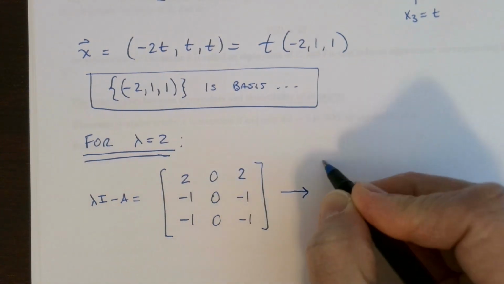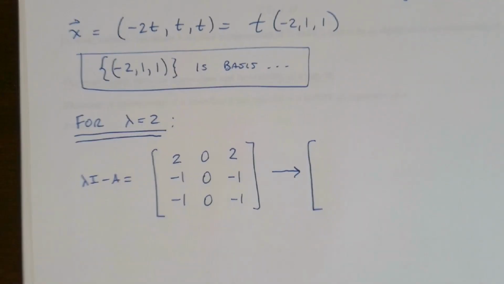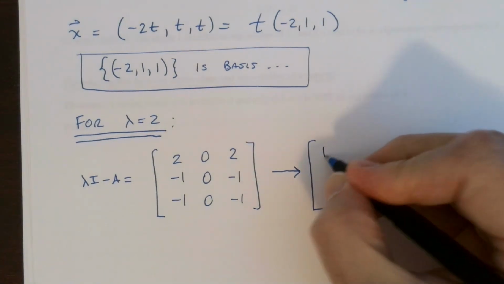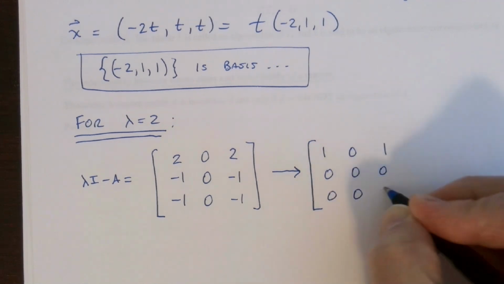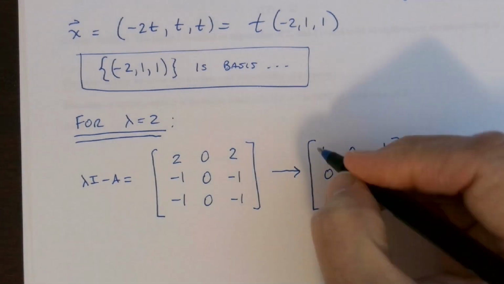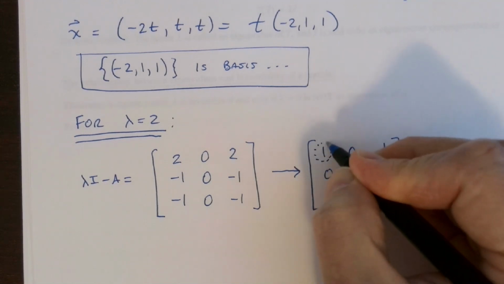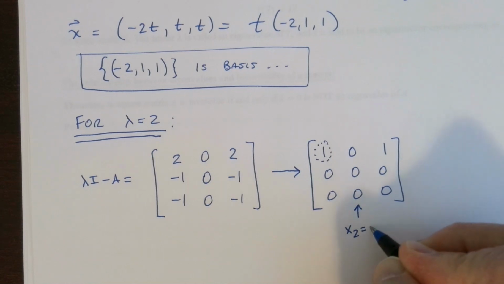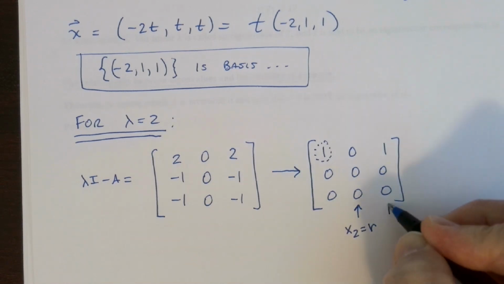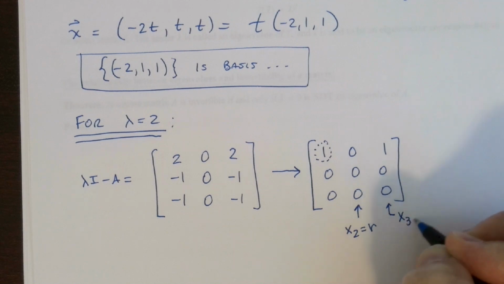And I bet you can find that reduced echelon form almost by yourself with 3 row operations real quick. Multiply the first row by half, and then add the first row to the second row, add the first row to the third row, and you're going to end up with this, the reduced echelon form. Okay. Here's my leading one. Notice there's no leading one here. x2 is a parameter, I'll call that r, and x3 has no leading one, it's a parameter.